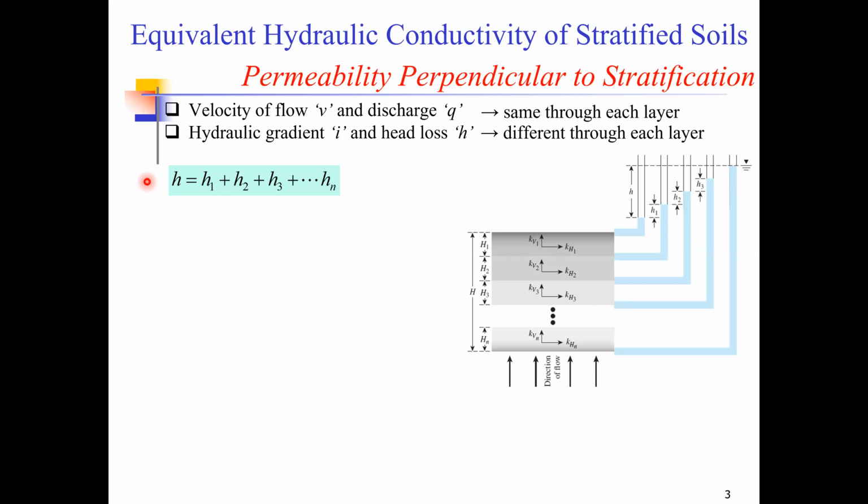Now, we also know from the basic definition that the hydraulic gradient equals head loss over the distance over which the head was lost. For example, hydraulic gradient i is head loss divided by the length over which this head was lost. By using this equation, we can write h equals i times H, and with this we can replace the value of small h in this equation, and this equation will become like this. So you can see the total head then becomes the summation of i1 H1, i2 H2, and so on.